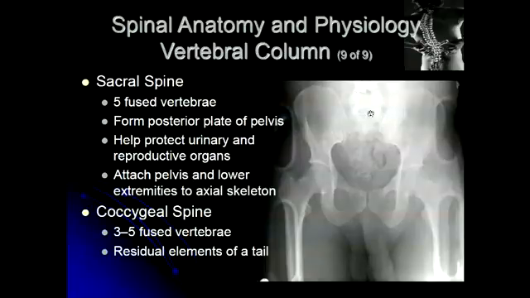The sacral spine down here is really 5 fused vertebrae. They form a posterior plate of the pelvis. So the posterior plate of the pelvis is back in here. They're actually a protective area. They help protect from injury to the urinary and reproductive and other types of organs in the pelvis. And they attach the spine itself to the pelvis, so it's sort of a junction area here. The coccyx is kind of a remnant of your tail. It's 3 to 5 vertebral bodies.